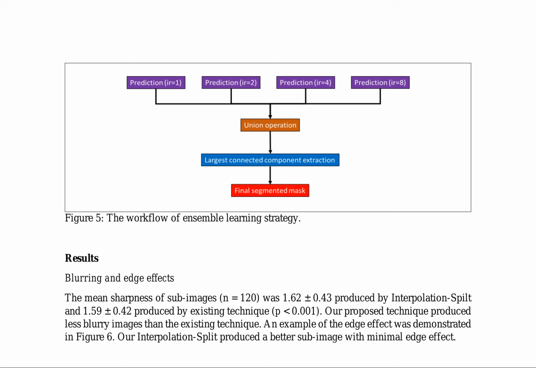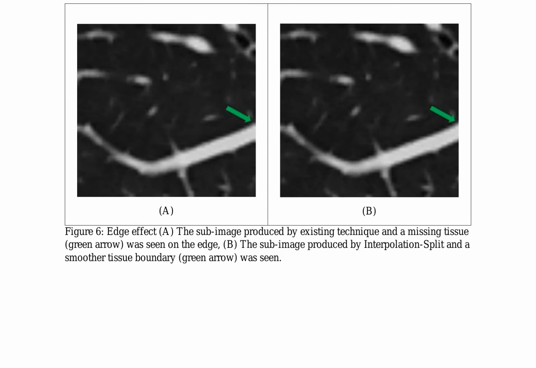Specifically, the mean sharpness of subimages, n equals 120, was found to be 1.62 plus or minus 0.43 for interpolation split, outperforming the existing technique with a mean sharpness of 1.59 plus or minus 0.42, p less than 0.001. This suggests that the proposed technique is capable of producing less blurry images than the existing method. Furthermore, the edge effect, a common issue in image interpolation, was observed to be mitigated using the interpolation-split technique.